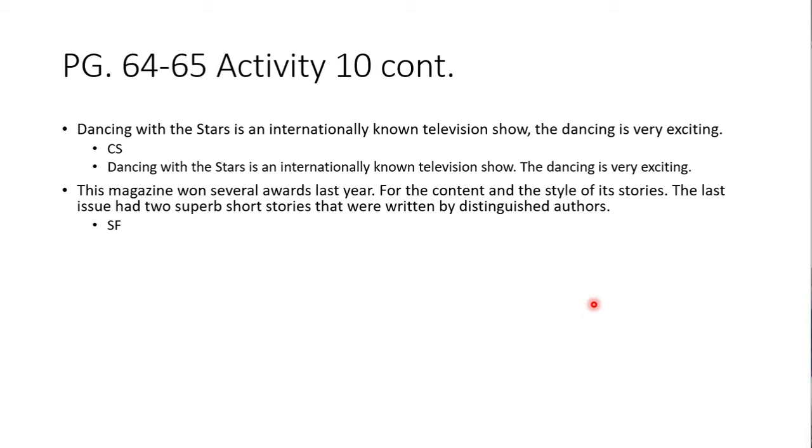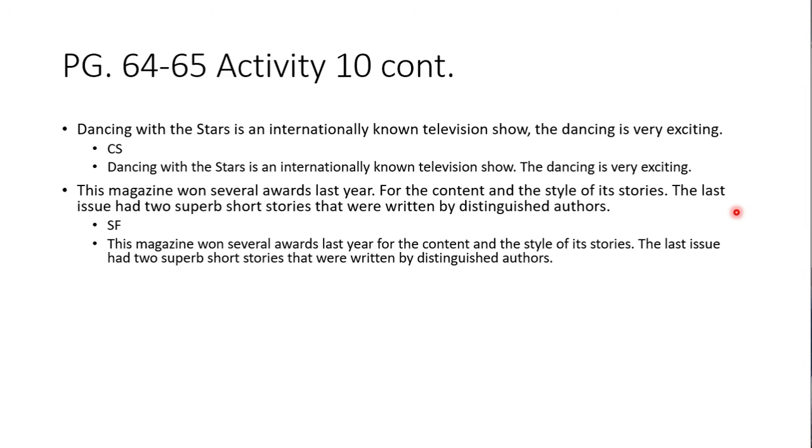This magazine won several awards last year for the content and the style of its stories. The last issue had 2 superb short stories that were written by distinguished authors. This sentence, or this problem, I guess, whatever you want to call it, has a sentence fragment error right here: for the content and the style of its stories. So this is just a prepositional phrase. It doesn't have a verb or anything like that. So in order to fix that, you can simply combine the first 2 sentences by deleting the period and again making "for" lowercase. So the correct version of these sentences would look like this.